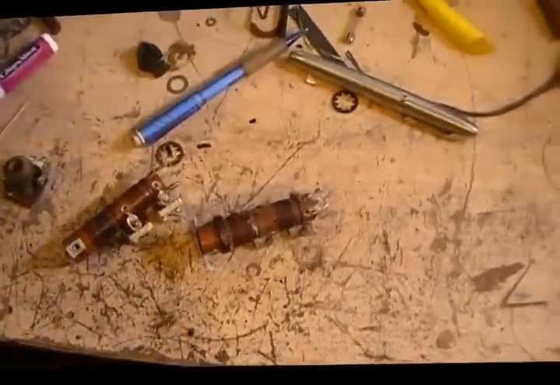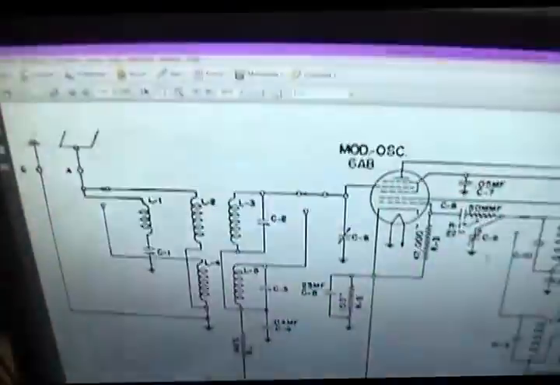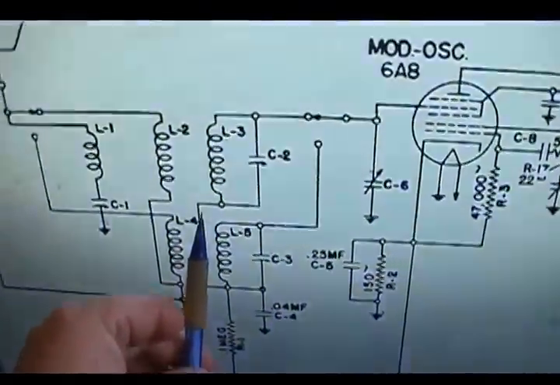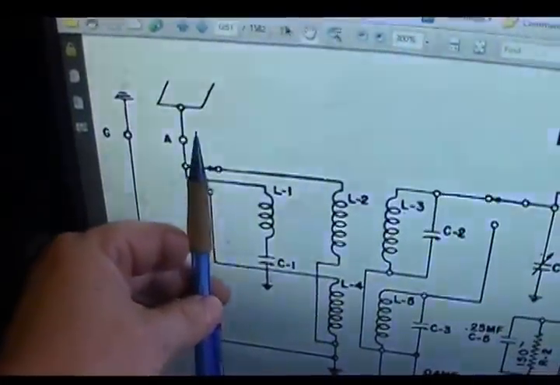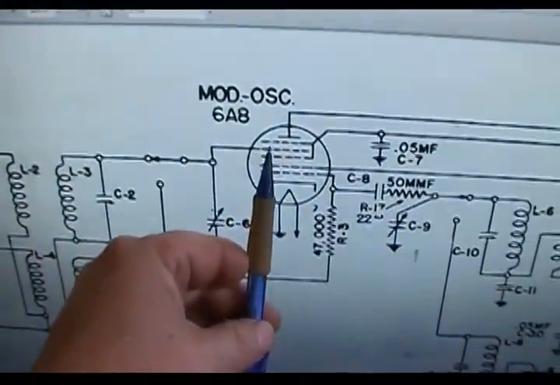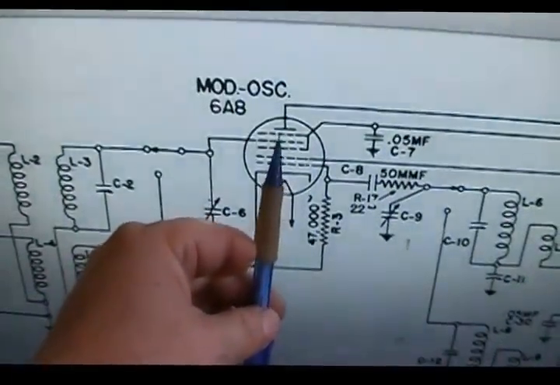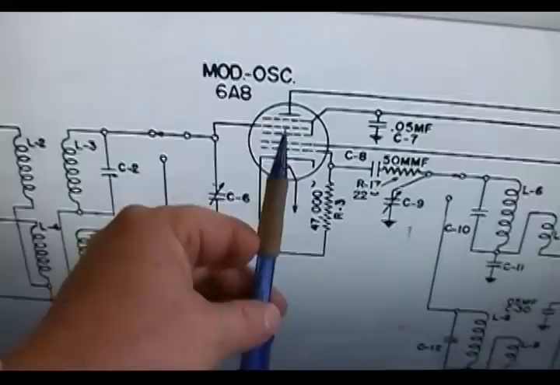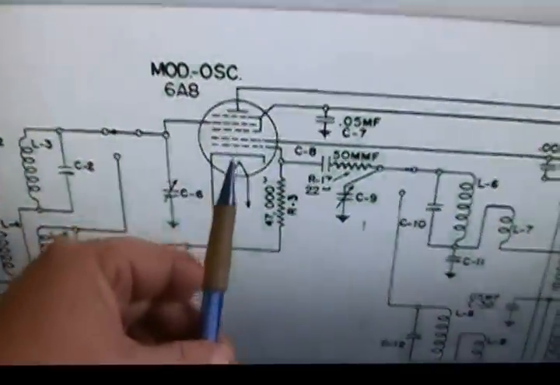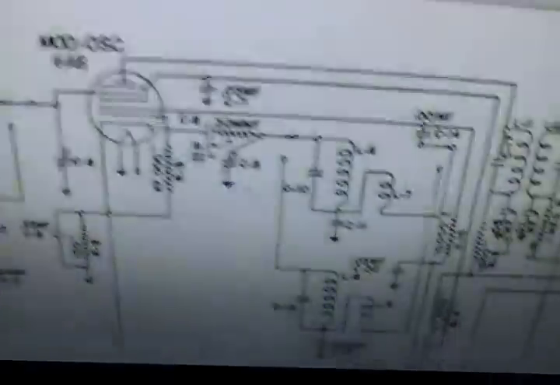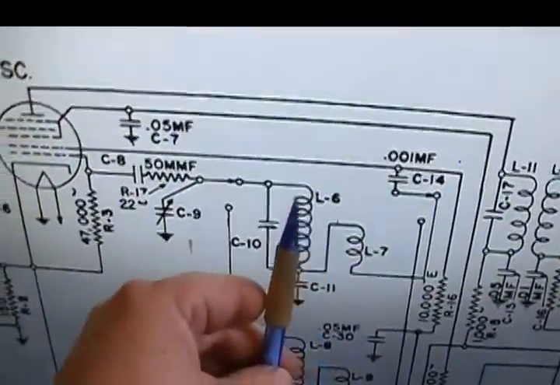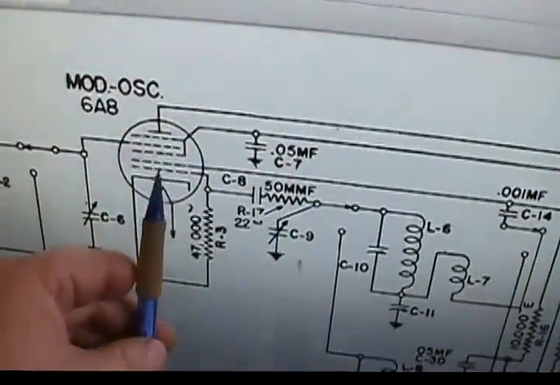Now, on the schematic, the antenna coil is real easy to tell, because at least one end is going to an antenna. The other side goes into the input grid of the mixer oscillator, converter oscillator, whatever you want to call it. They've got several names. Over here, the oscillator coils go back to the oscillator section.